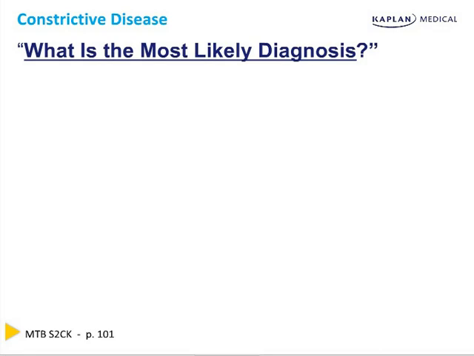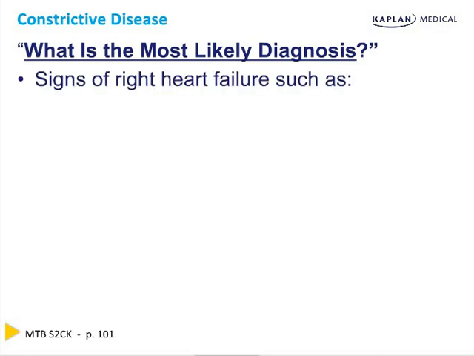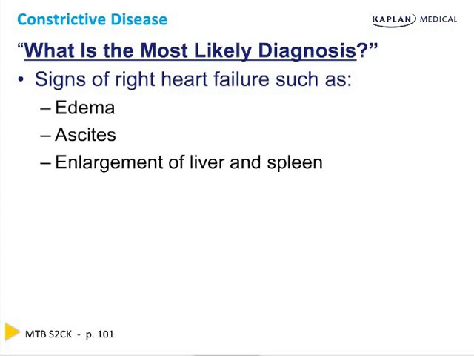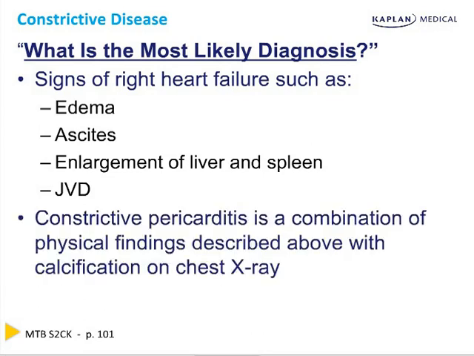What is the most likely diagnosis on constrictive? The heart can't fill. And I get edema because the heart can't fill. It backs up into ascites because the heart can't fill. It backs up into my liver, a big liver and a big spleen, big hemorrhoids, and jugular venous distension. Constrictive pericarditis gives several of these signs because the heart can't fill. Calcification on a chest x-ray and chest CT confirm the diagnosis.